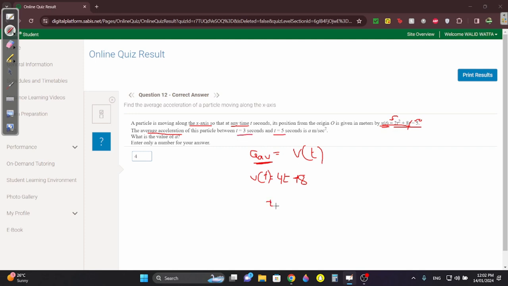So it will be 4 times 3 plus 8, or 4 times 5 plus 8. 12, it will come 12 plus 8, 20. Height will be 20 plus 8, 28.